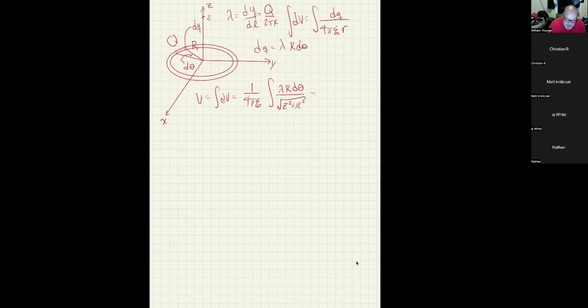and we get lambda r over 4 pi epsilon naught square root z squared plus r squared times the integral d theta from 0 to 2 pi. So ultimately, I think you see we're going to get lambda times 2 pi r over 4 pi epsilon naught times the square root z squared plus r squared. Any questions on that?